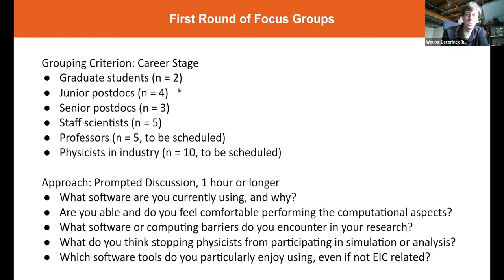So in terms of the grouping criterion, as I mentioned, we use career stage. We had two graduate students participate, four junior postdocs, three senior postdocs, five staff scientists. We still have two focus groups to be scheduled, which is one focus group for professors, where we have identified five candidates. And then we have 10 candidates of physicists in nuclear physics who have left the academic research field, and who are now physicists employed in industry. So both of those are still remaining to be scheduled.